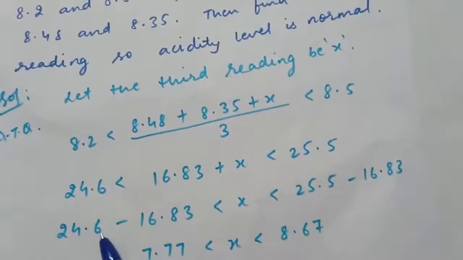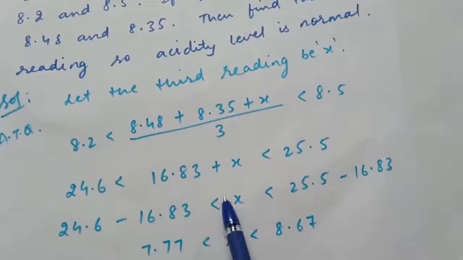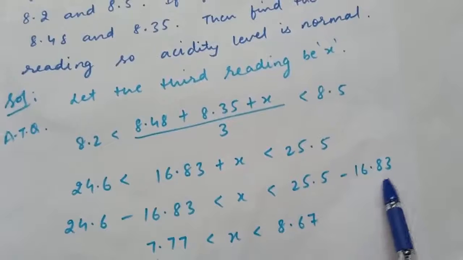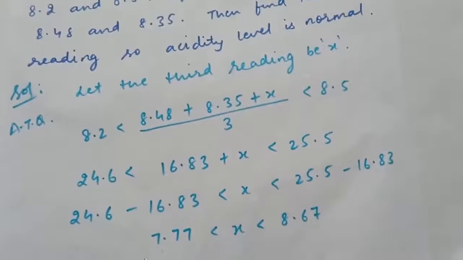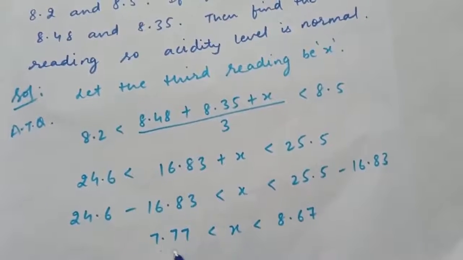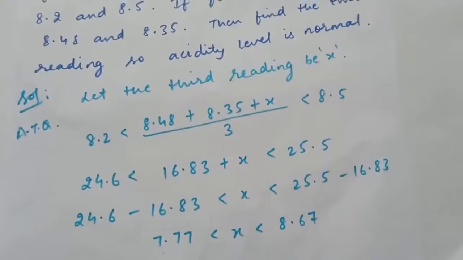Now subtracting 16.83 on both sides. So 24.6 - 16.83 < x < 25.5 - 16.83. So you get the value of x as: x is greater than 7.77 and x is less than 8.67. Clear?